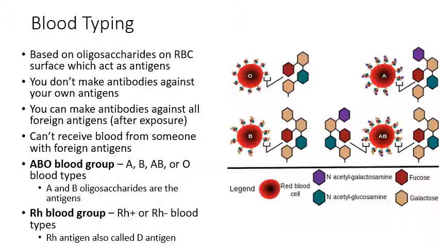If you're a type AB person, that means that you can actually receive from anybody. Because you have both possible antigens, A and B, your immune system is not going to attack either of them. So you could get from anybody.